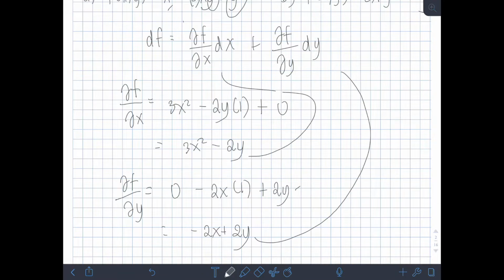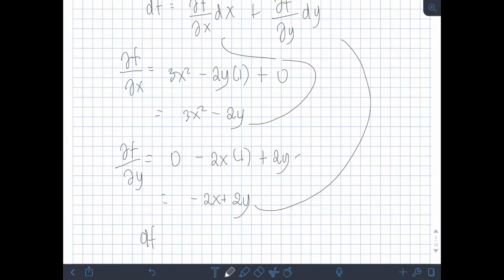Applying to this formula, the partial derivatives that we get, we have total differential of f is equal to 3x squared minus 2y times dx plus negative 2x plus 2y times dy.